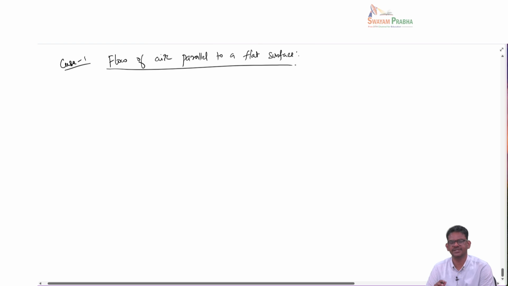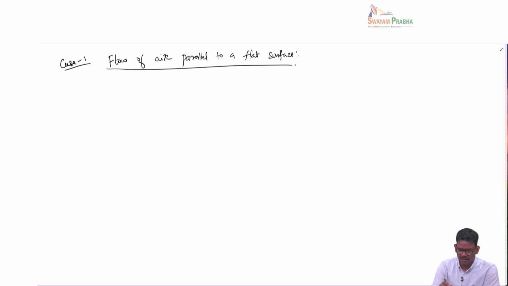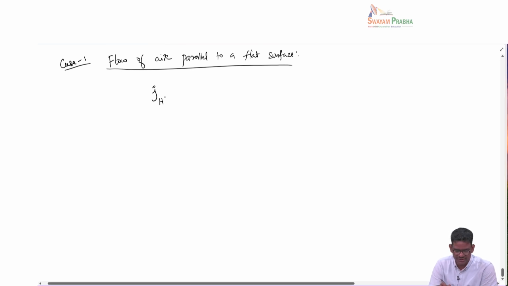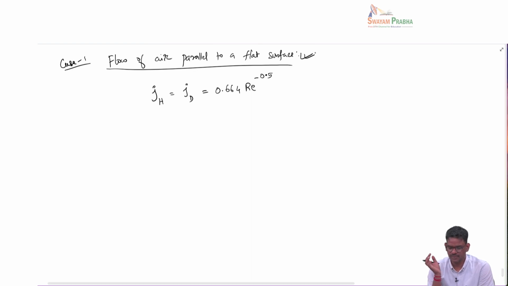Suppose you have a drying condition where you have a solid substrate and the air is flowing past it. So that is a parallel flow. In that case, we can find that the Chilton-Colburn analogy, JH and JD, which are actually equal quantities, is given by something like 0.664 Reynolds number to the power minus 0.5. This is one of the correlations applicable for flow of a fluid parallel to a flat surface.